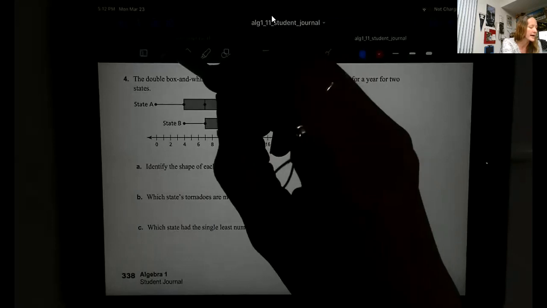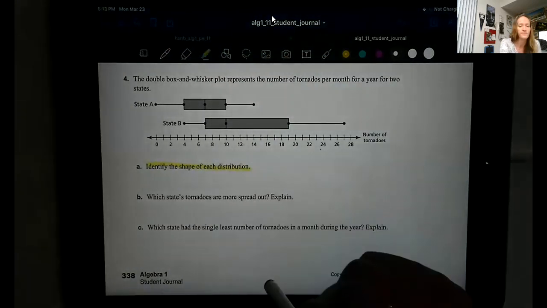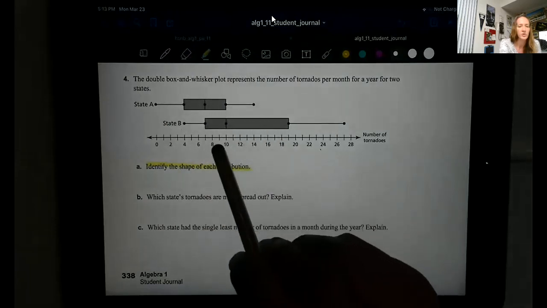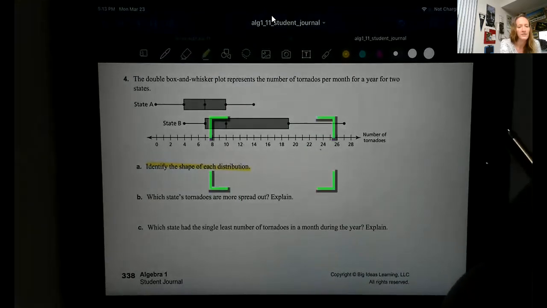I'm going to go get my highlighter so that we can look at them. Identifying the shape of each distribution. Distribution is what these box and whiskers are called. It's distributing or showing, identifying the data that we've been given.